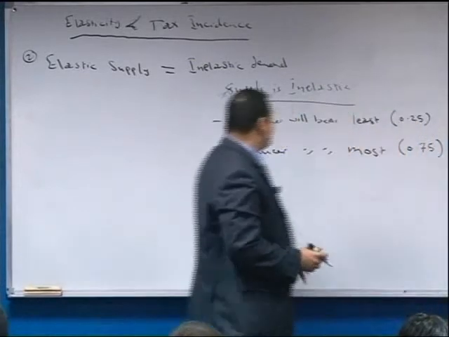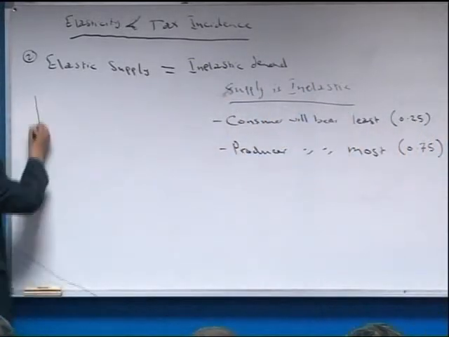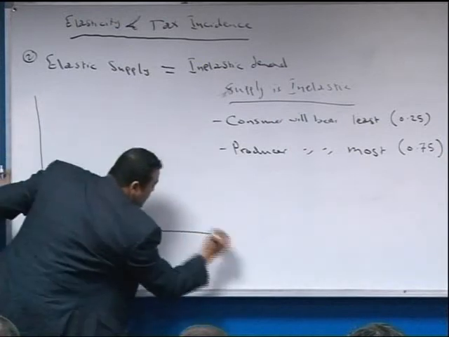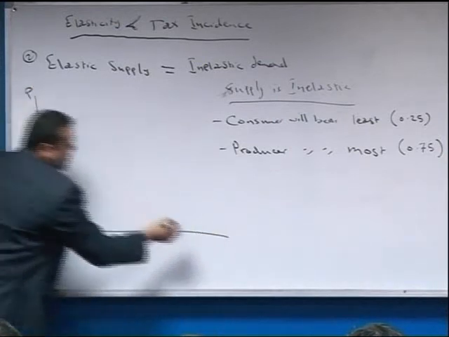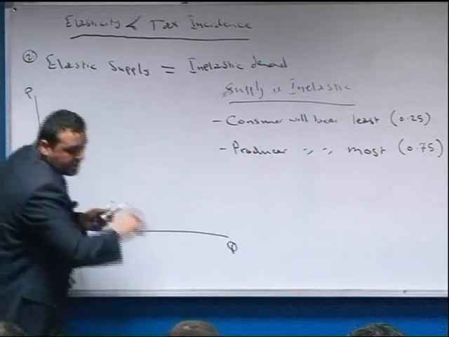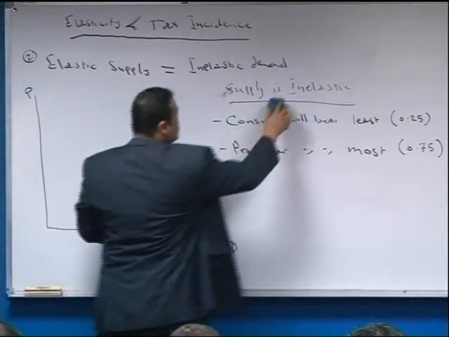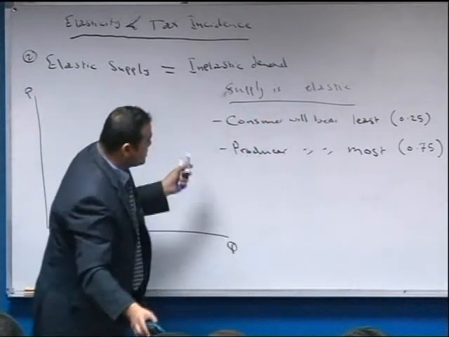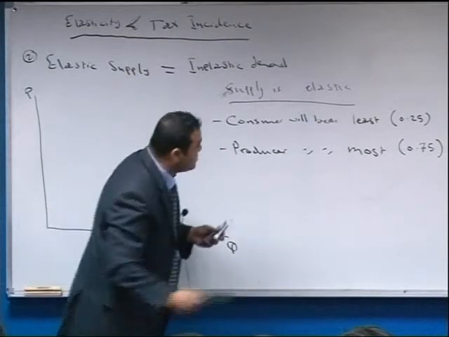Right? So, let's analyze P, Q. In this case, when supply is elastic, the consumer will bear the most of the tax burden.